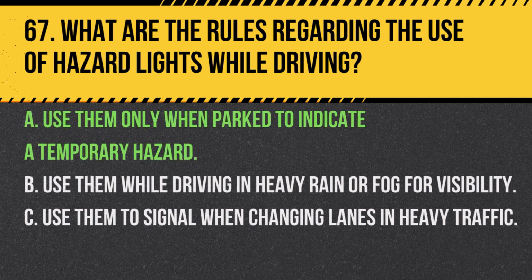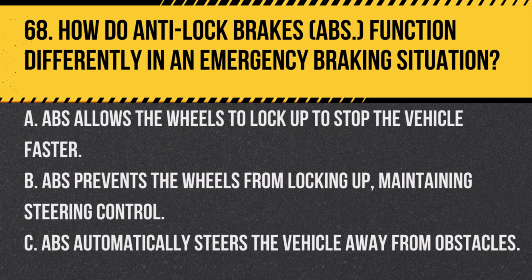Answer A. Use them only when parked to indicate a temporary hazard. Using hazard lights while moving can confuse other drivers and is typically prohibited except in specific circumstances. Question 68. How do anti-lock brakes, ABS, function differently in an emergency braking situation? A. ABS allows the wheels to lock up to stop the vehicle faster. B. ABS prevents the wheels from locking up, maintaining steering control. C. ABS automatically steers the vehicle away from obstacles.